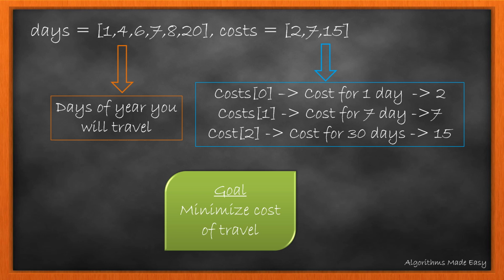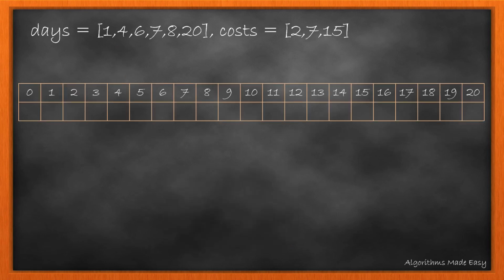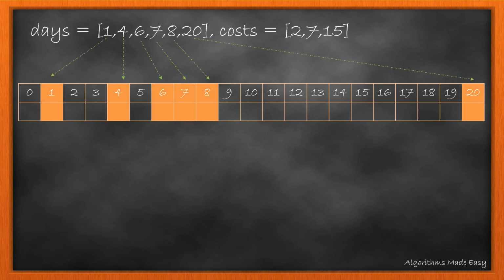The question can be solved using dynamic programming. We will take a DP array of length equal to the last day of travel plus 1. Wherein we just need to focus on the highlighted days as these are the days of travel.